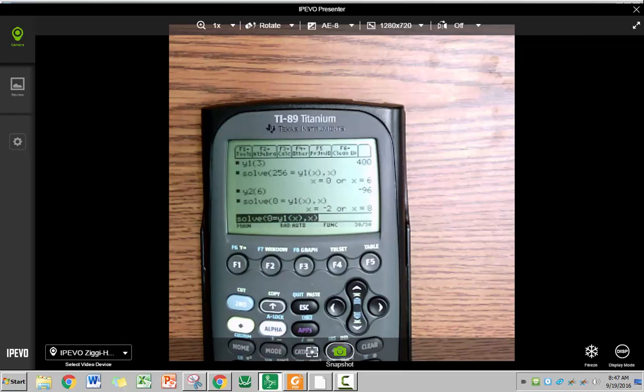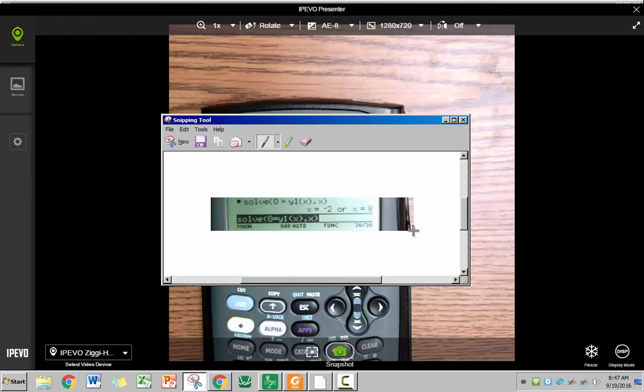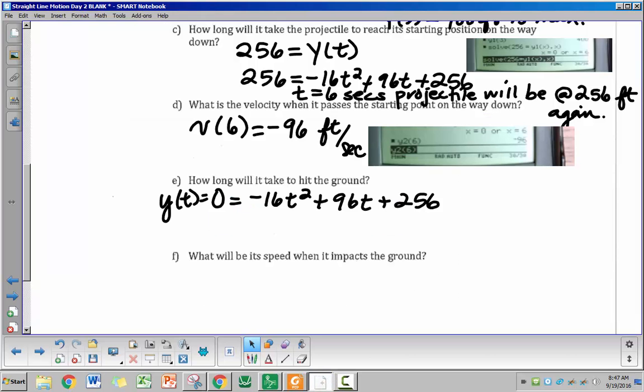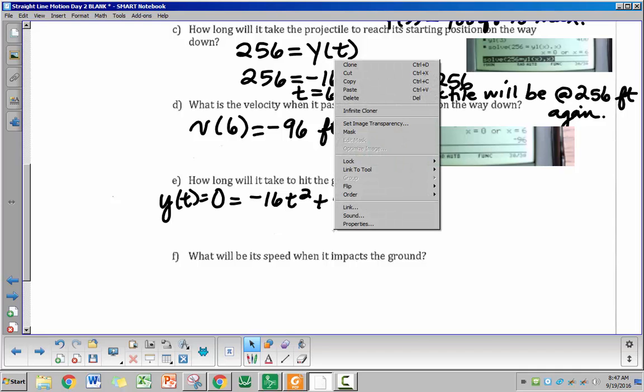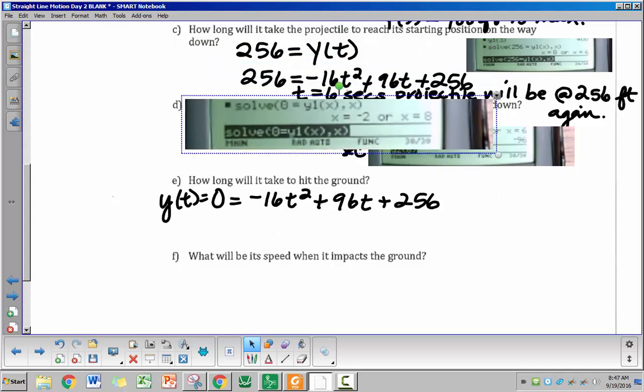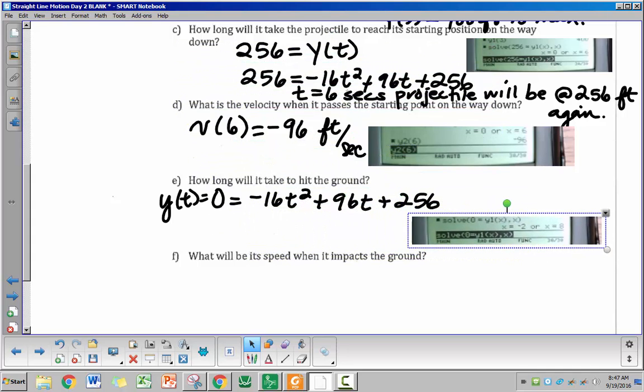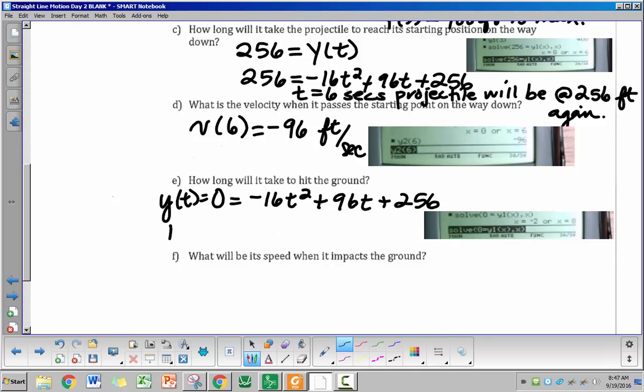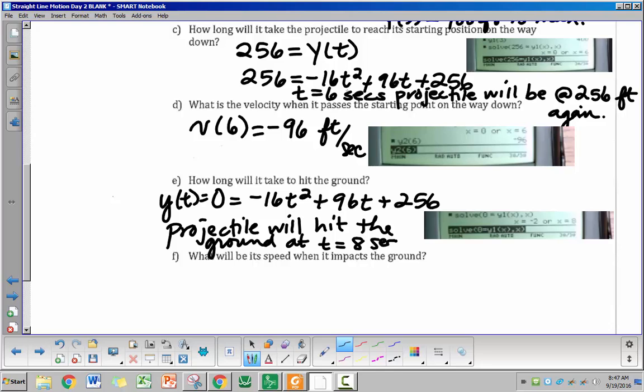But we want the 8, right? So what was the question again? I forgot. How long will it take to hit the ground? 8 seconds. I just didn't know if we had to plug that into something else. The projectile will hit the ground at t equals 8 seconds.